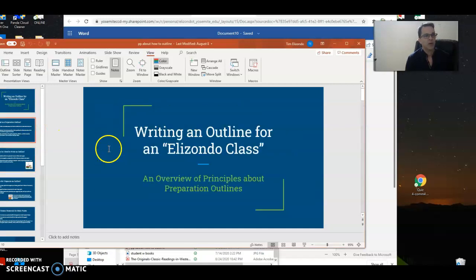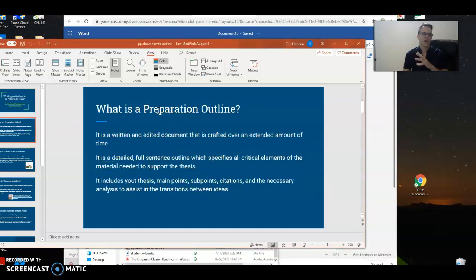So a preparation outline is a written and edited document that is crafted over an extended amount of time, right? So I've got this paper due in X amount of weeks. It's going to have a prompt associated with it. So an outline is this giant document that's actually going to contain my thoughts, my ideas, my research that I can present to somebody else and go, here, what do you think? And then they give me the thumbs up, thumbs down, thumbs in the middle. They make feedback. I then go back, I can correct the outline, and then turn it into an exam paper when prompted.